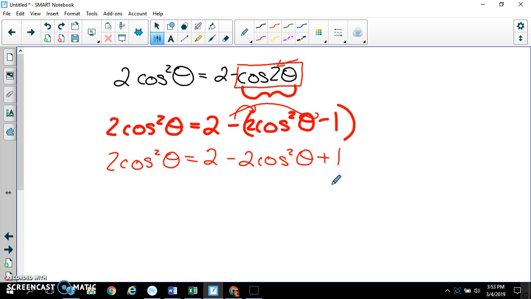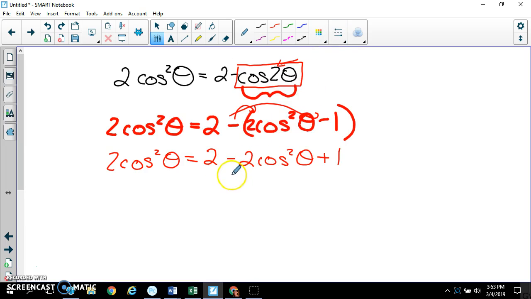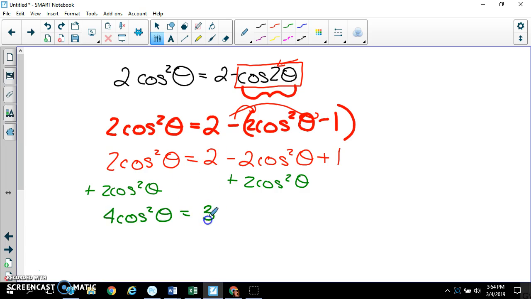Okay. So now I'm going to go ahead and combine like terms. So I'm going to add the 2 cosine squared to both sides. And I'm going to combine this 2 and this 1. These are all on the same side of the equation, so don't make the mistake of making this into minus 1 because you're moving it around. You're just keeping it on the same side of the equation, so it's 2 plus 1. So here I've got 4 cosine squared theta equals 2 plus 1 is 3.